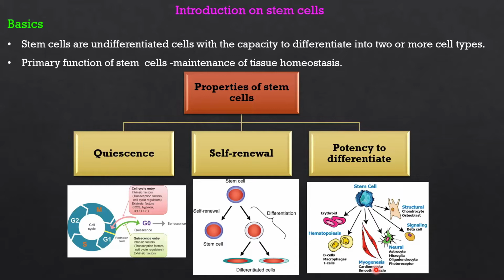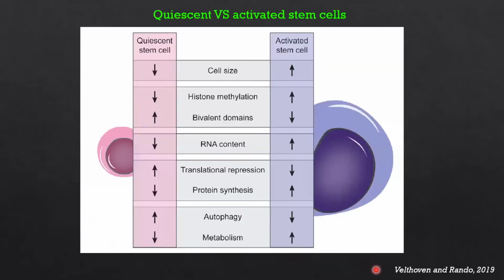And now, moving into quiescent versus activated stem cells. The reason behind projecting this slide is how we researchers look into stem cells. Based on what properties do we define a stem cell as a quiescent stem cell or an activated stem cell? In my lab particularly, we define a stem cell based on size. A stem cell is one which is smaller in size, and it has a high NC ratio. NC ratio is nucleus to cytoplasmic ratio.